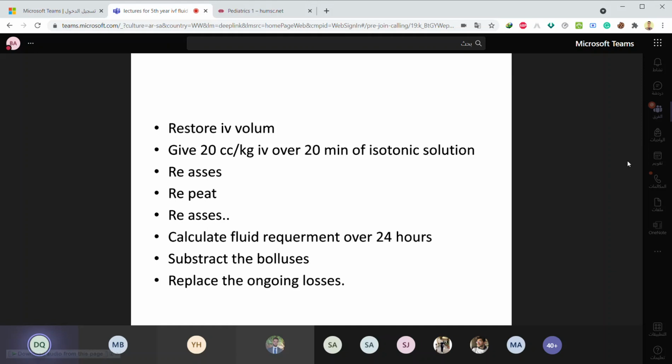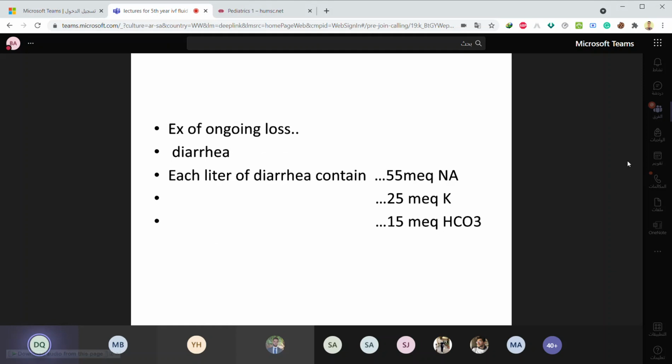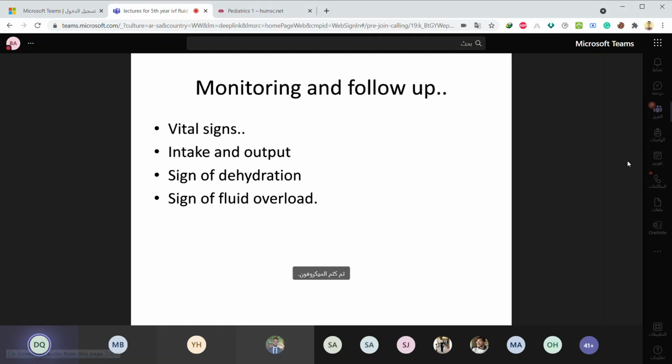We have to restore intravascular volume by giving an IV fluid normal saline bolus, 20 cc per kg over 20 minutes, of isotonic solution. Reassess, repeat, and reassess, and calculate the fluid requirement over 24 hours. We subtract the boluses; if we give more than 2 boluses, we have to subtract them, and we have to replace the ongoing losses. Example of ongoing losses: diarrhea. Each liter of diarrhea contains 55 milliequivalents of sodium, 25 milliequivalents of potassium, and 15 milliequivalents of sodium bicarbonate.